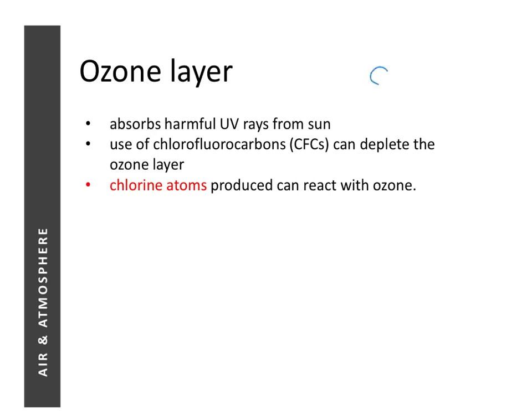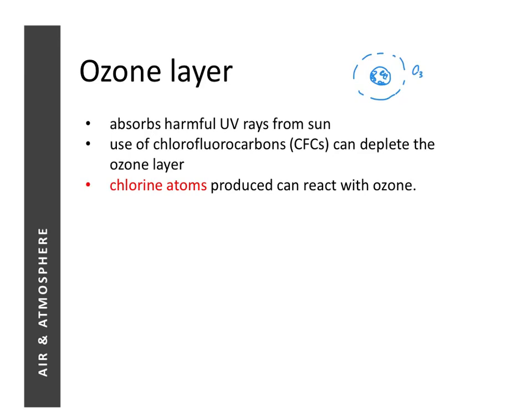Earth has a layer of ozone in the atmosphere. So this is planet Earth. I hope I'm drawing it well enough. So it has a layer of ozone in the atmosphere, and what this layer of ozone does is that it prevents harmful UV rays from reaching the surface of the Earth.